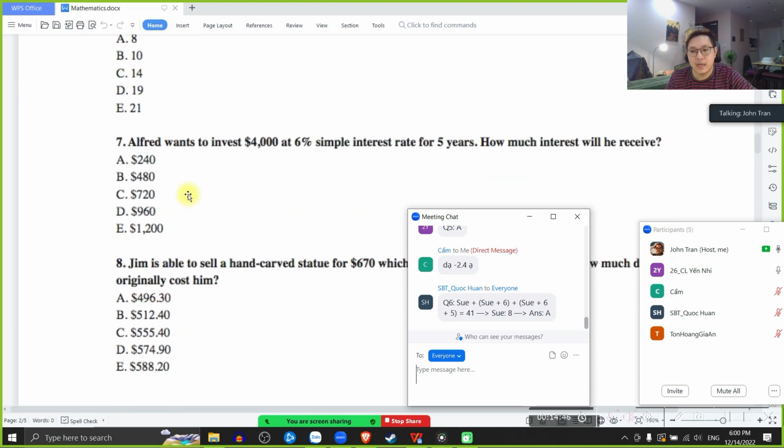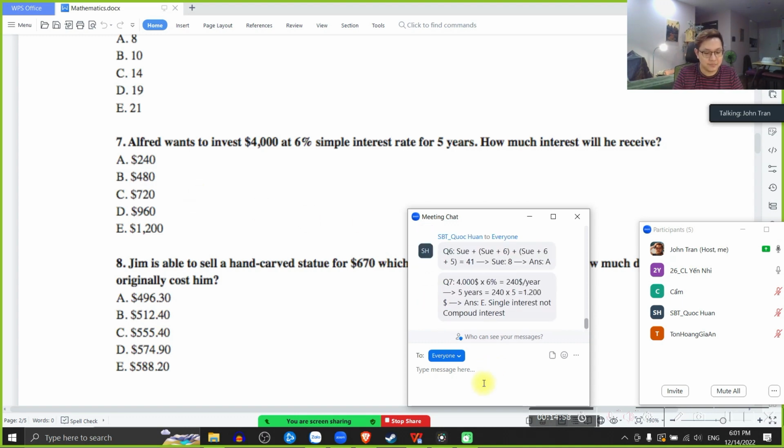Alright, number 7. Alfred wants to invest $4,000 at 6% simple interest rate for 5 years. How much interest will he receive? So you have the term simple. You don't have to answer everything for me, you know. Okay, không cần phải trả lời hết đâu.